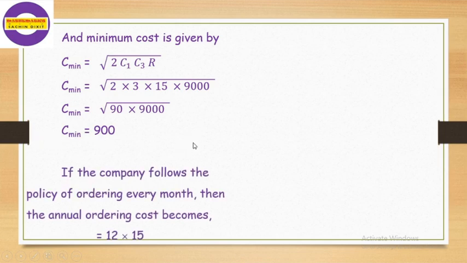Now, if the company follows the policy of ordering every month, then the annual ordering cost becomes 12 multiplied by 15. That is because setup cost is 15, and therefore we multiply it by 12, since the total number of orders is 12. Therefore it gives rupees 180, meaning ordering cost is 180.